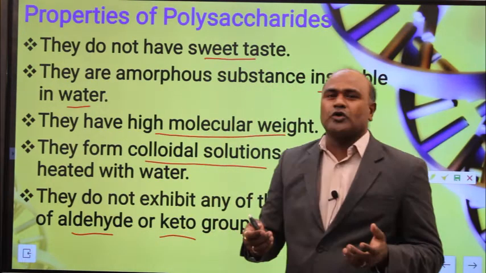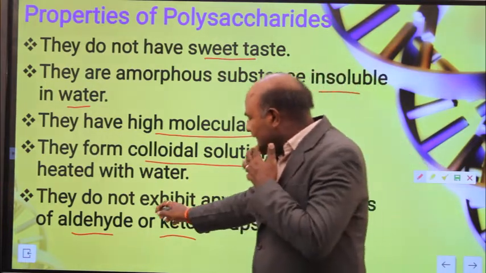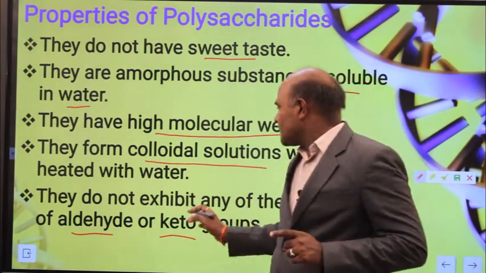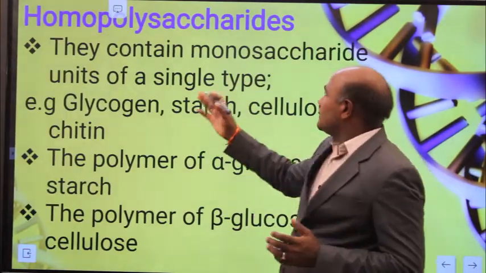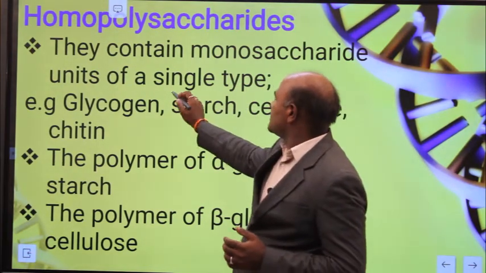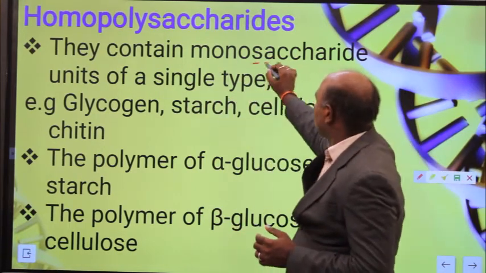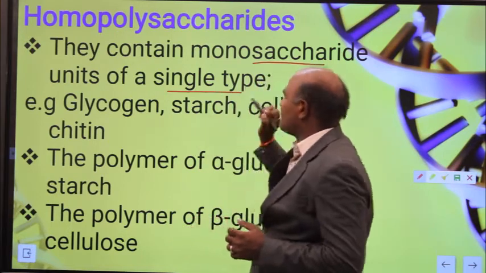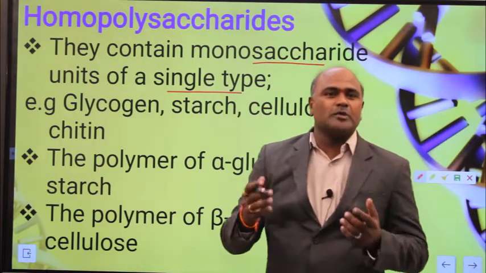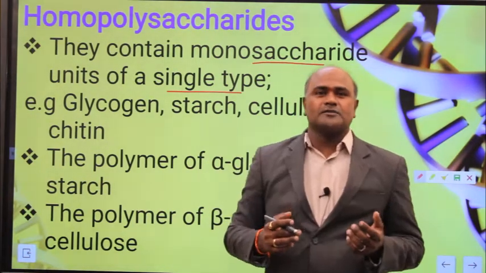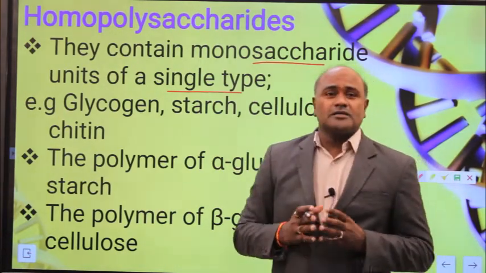What are aldehyde and ketone groups? They are carbonyl groups. So polysaccharides don't exhibit the properties of aldehyde and ketone groups. Homopolysaccharides: what are they? They contain monosaccharide units of a single type. Examples: glycogen, starch and cellulose.